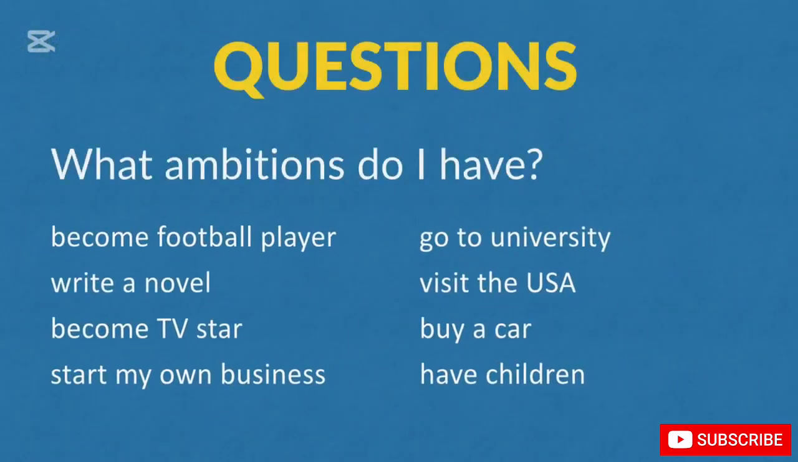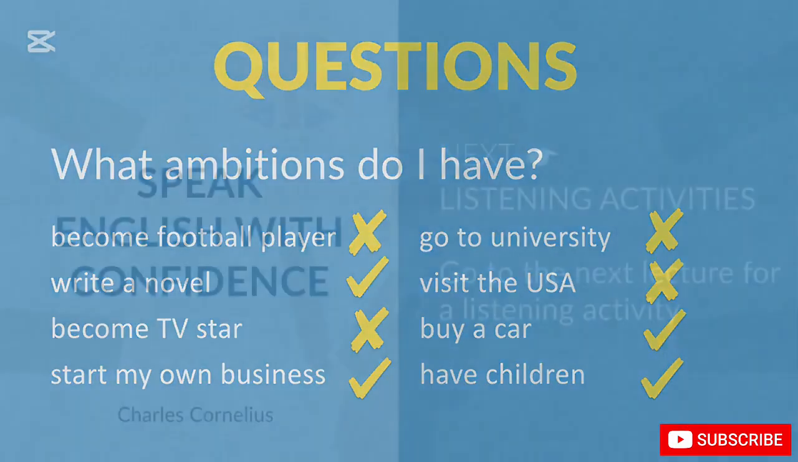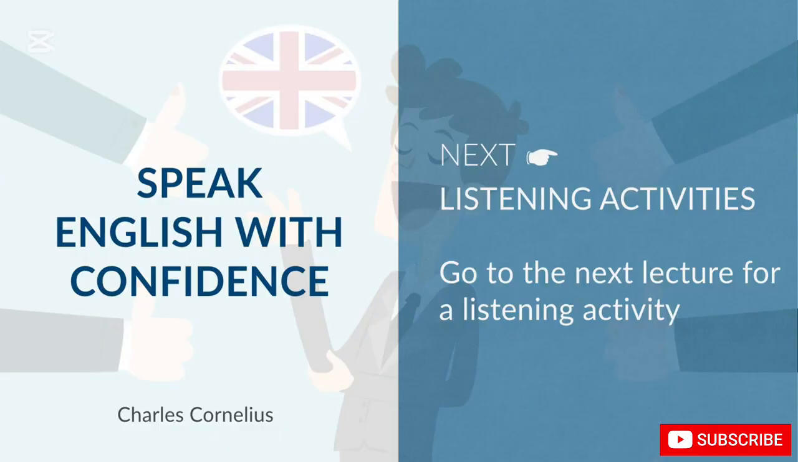So, what ambitions do I have? What ones did I talk about? Become a football player? No, I didn't mention that. Write a novel? Yes. Become a TV star? No. Start my own business? Yes, that was selling clothes on the internet. I didn't mention go to university or visit the USA, but buy a car? Yes. And have children? Yes. Go to the next lecture where there is a listening activity for you.